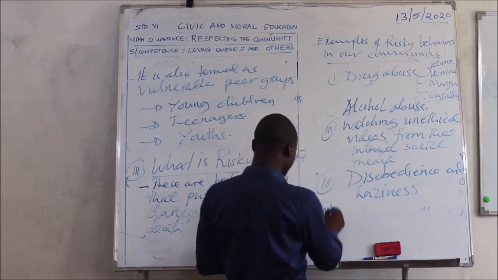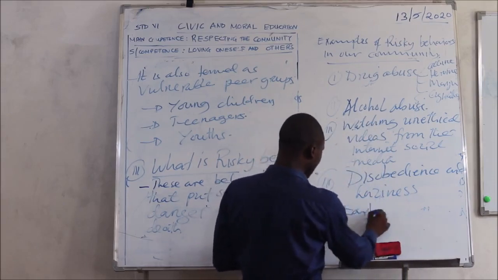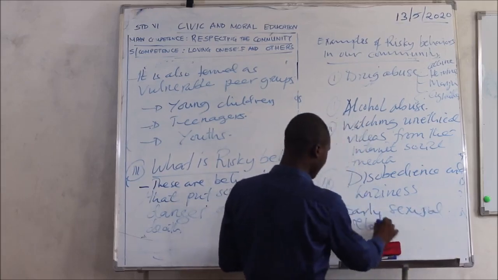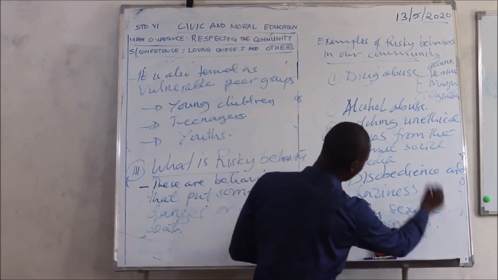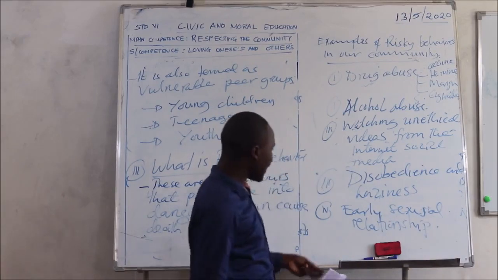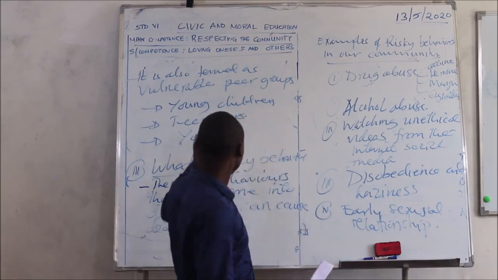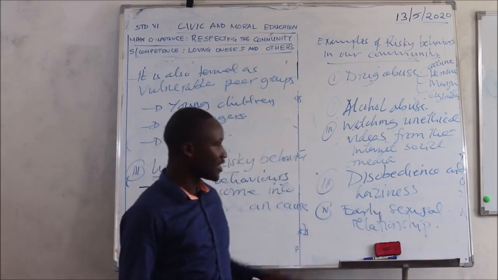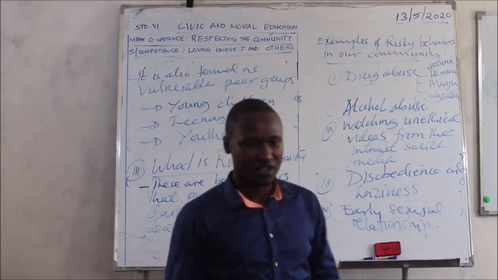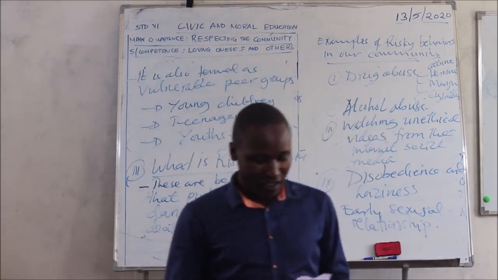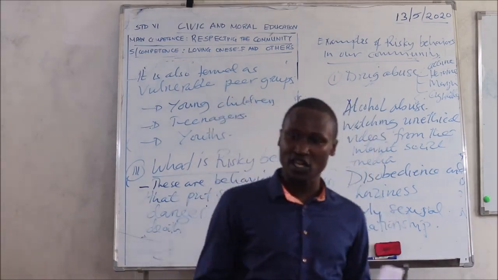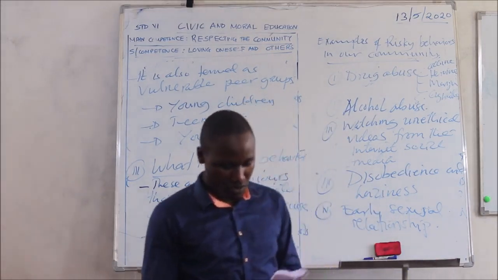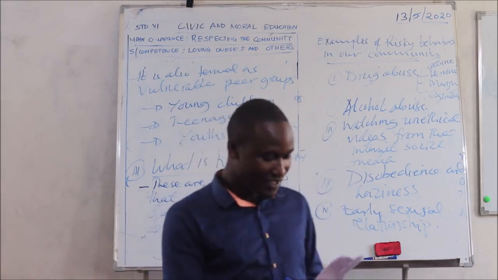Another example of risky behavior is early sexual relationship. If our young children, teenagers, or youth engage in a sexual relationship, we say they are engaging in a dangerous situation that we need to avoid. Engaging in a sexual relationship before the right age is also one of the risky behaviors in our community, especially in our days.